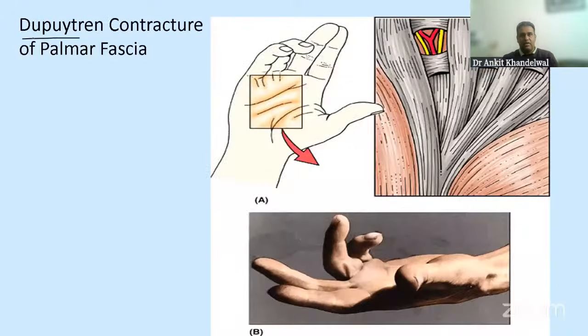One more applied topic, you can talk of the Dupuytren's contracture over here. What happens over here? It is a thickening and partial contraction of the palmar fascia, or the palmar aponeurosis. So the fingers, mainly the ring and the little finger, as you can see in this image, get a bit flexed.